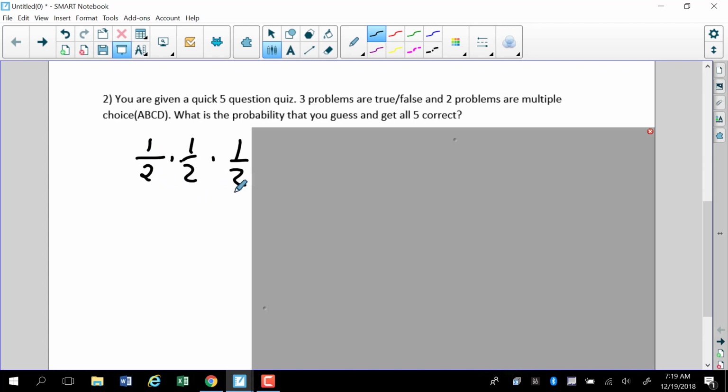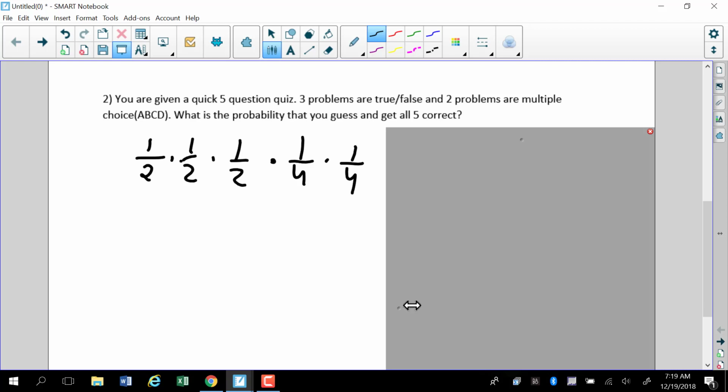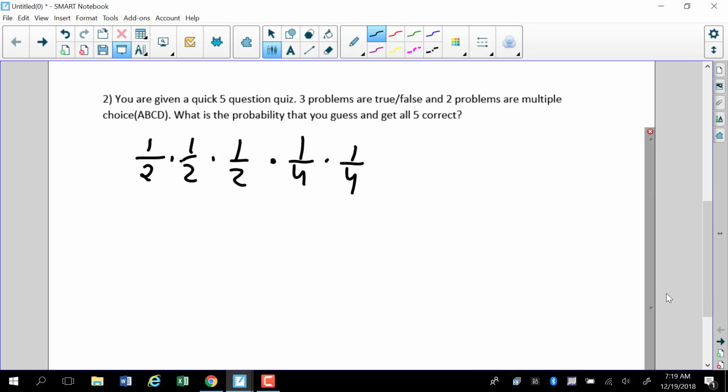They're true-false problems. You have a 1 out of 2 chance of getting them right. What's the chance you can guess on a multiple choice and get it correct? 1 out of 4. So this is the probability here that you would get all 5 correct. This is the first 3 problems: you have a 50%, or 1/2, chance of getting them right, and a 1/4 chance of getting multiple choice problems right.